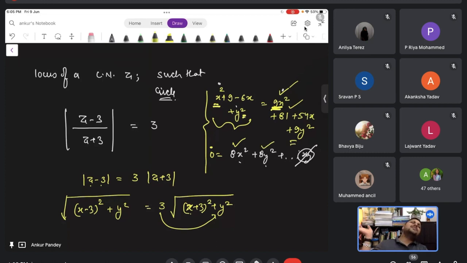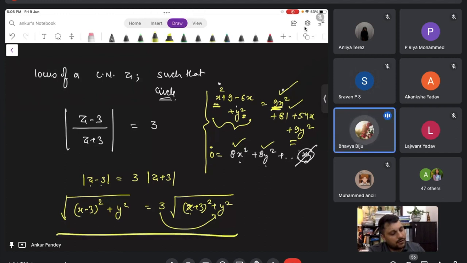We are not interested in parts beyond. The only interest we have is to find whether x into y is there or not. And there isn't any x into y. Hence we are proceeding. Clear? So from where do we get x minus 3 whole square? Repeat. x minus 3 whole square.